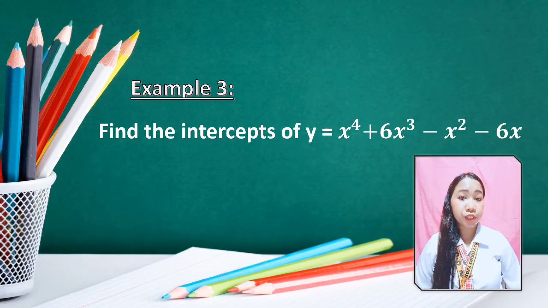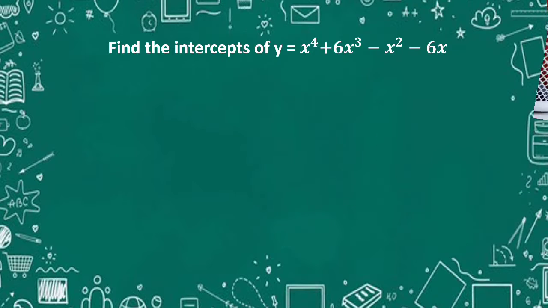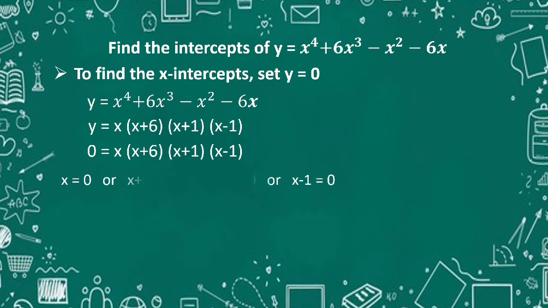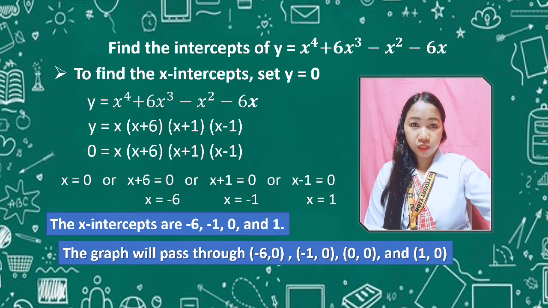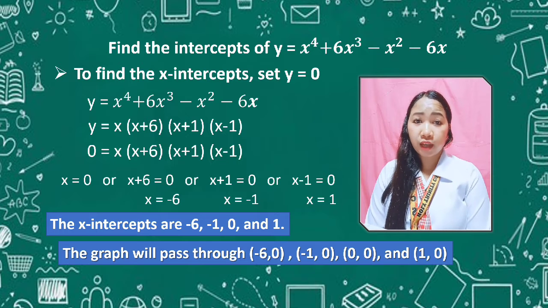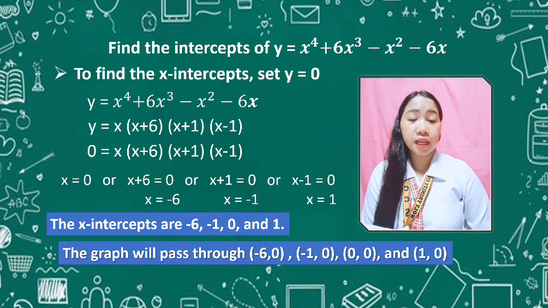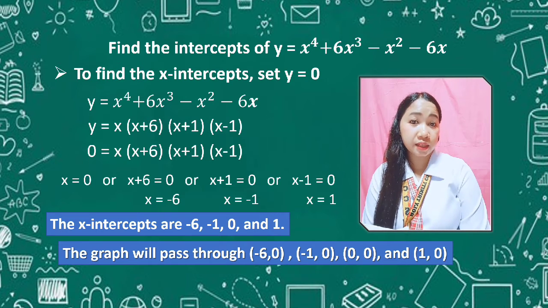For example number 3, we have: find the intercepts of y equals x raised to 4 plus 6x cubed minus x squared minus 6x. To find the x-intercepts, set y to 0. To be able to solve for the x-intercepts, let us use factoring. Sabi ko nga kanina, kailangan nating ma-factor ang expression sa kanan para makuha natin ang ating x value.